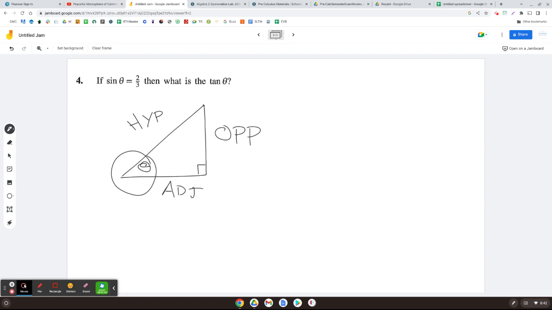Okay, as far as SOHCAHTOA goes, what is it? Opposite, adjacent, hypotenuse. What's sine?